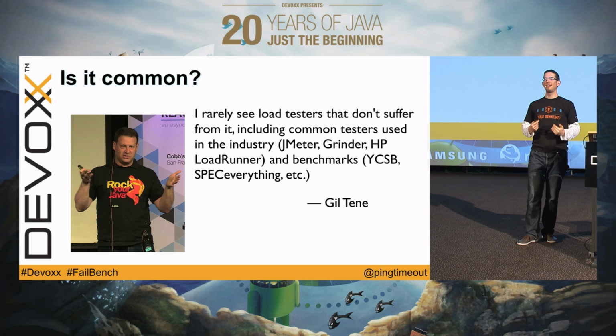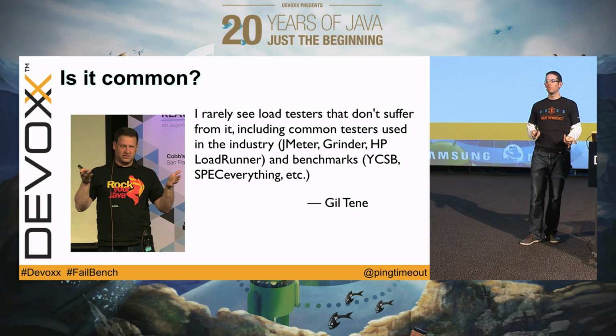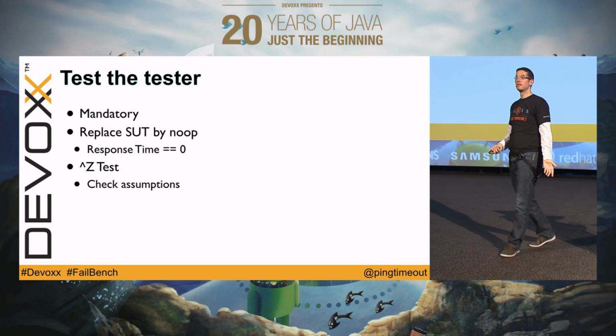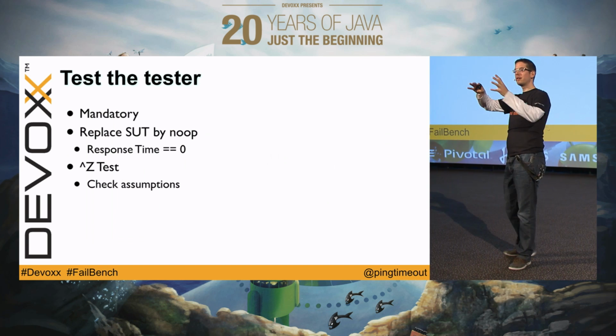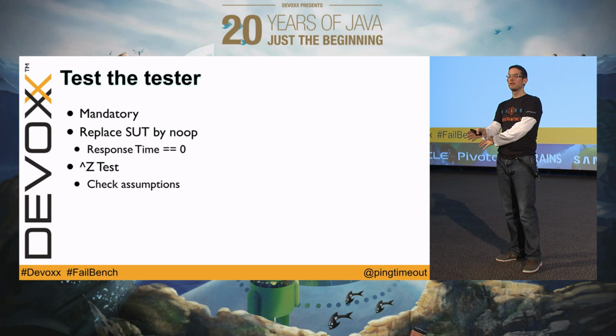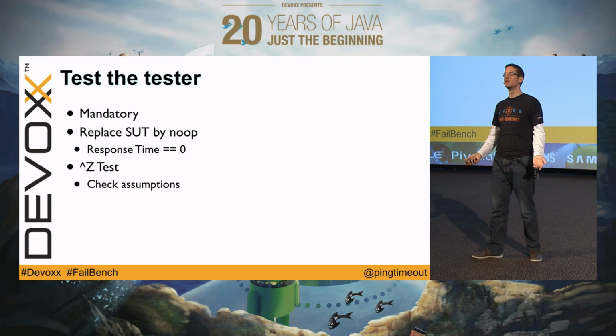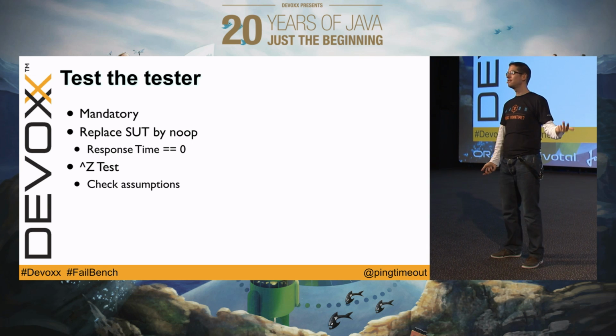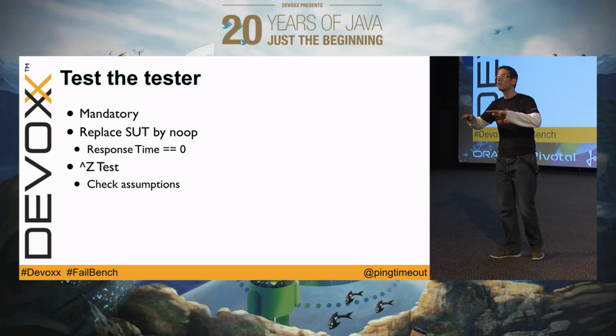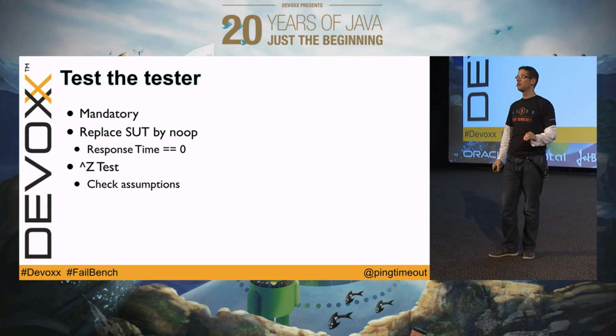So how can we mitigate that problem? Well, we need to test the tester. That's easy, right? You unplug the system under test, and you replace it with a stub that is going to do nothing. Now, what could possibly be my latencies if I'm benchmarking a system that doesn't do anything? It must be 0. Average, 90th, 99th percentile, maximum response time. All of them must be equal to 0. If they are not, well, I have a problem in my tester.